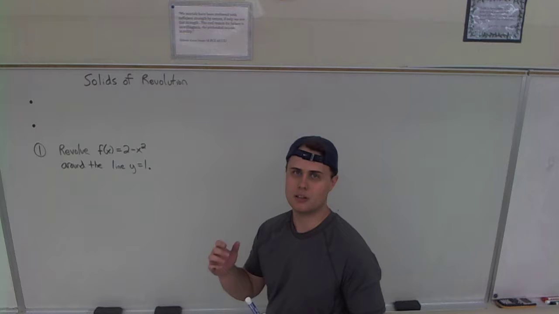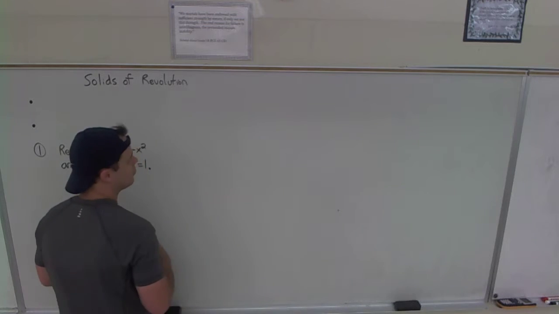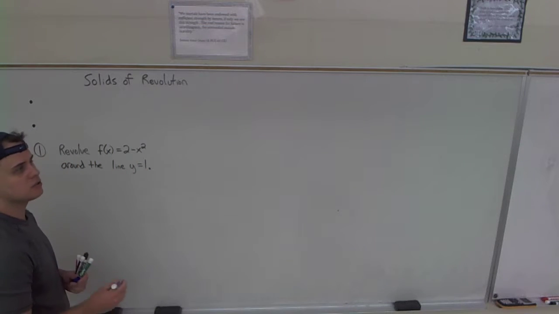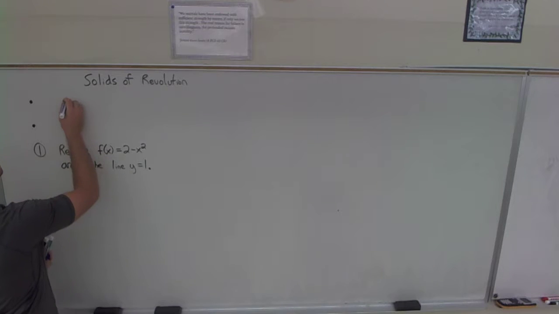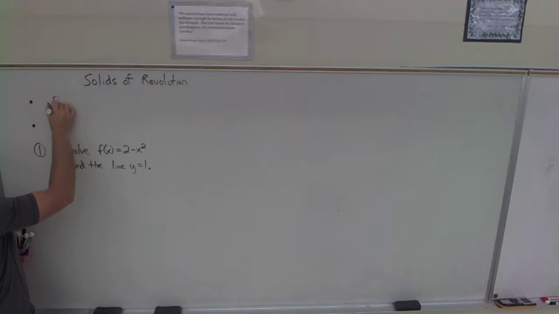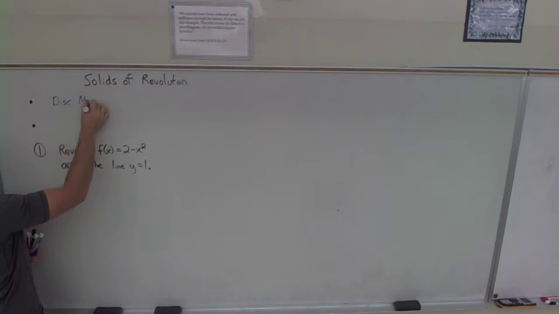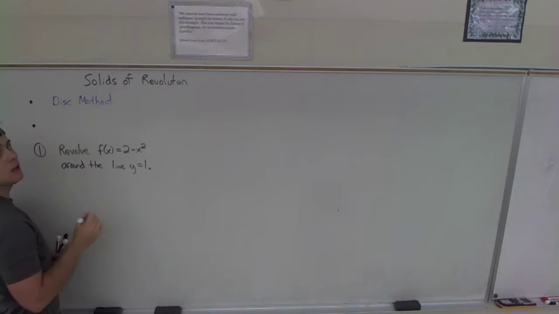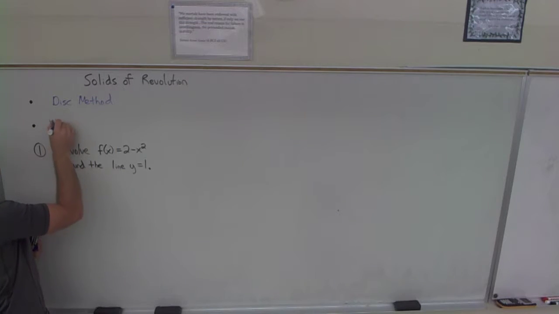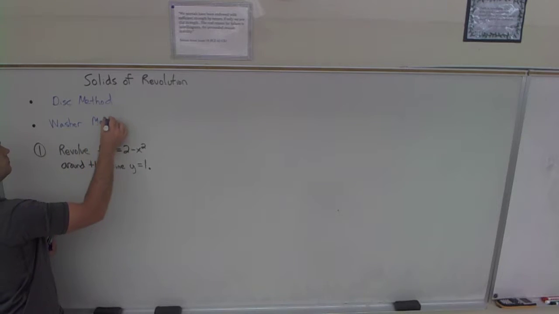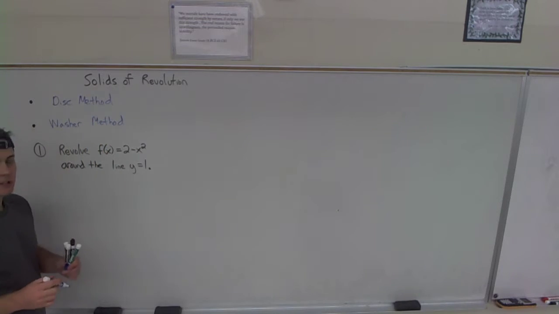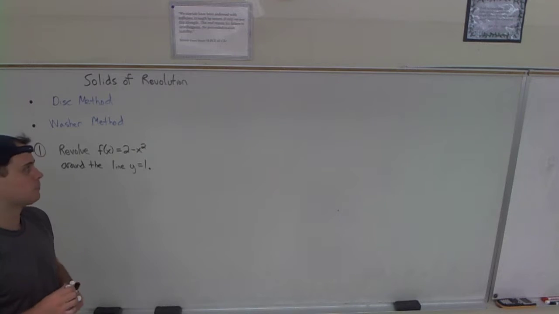So what are the two other methods? See if you can think back. Pause the video and see if you can remember what those other two methods were. What you should come up with is the disk method and the washer method, where you subtract out a hole that's drilled through your region. So let's look at some examples of these two methods today.